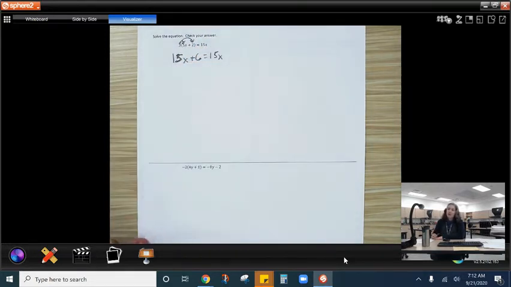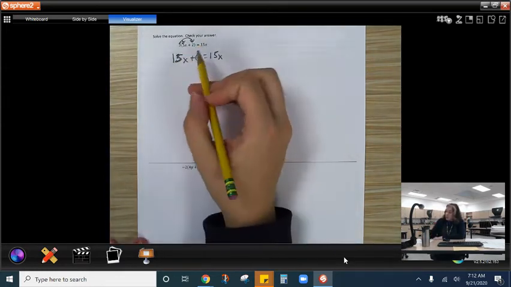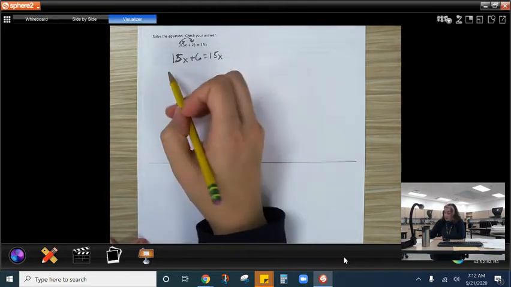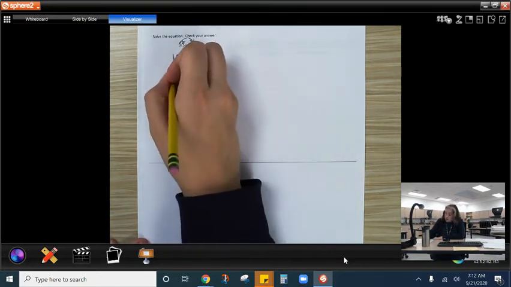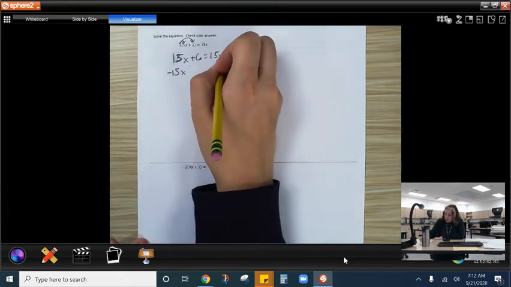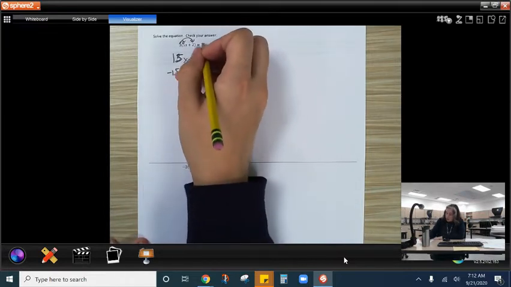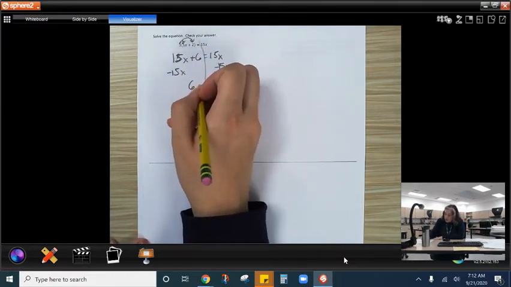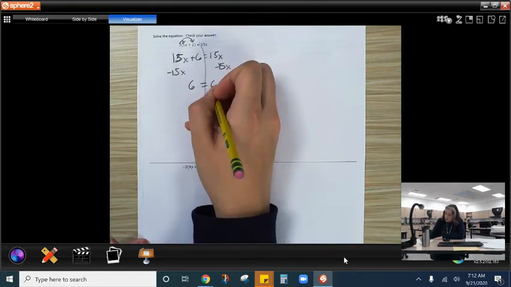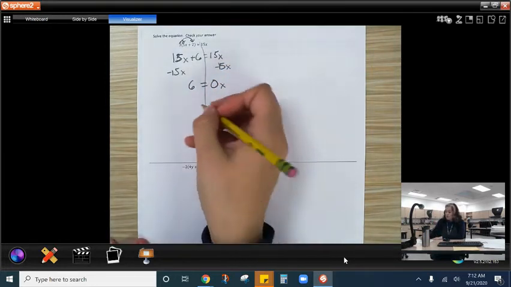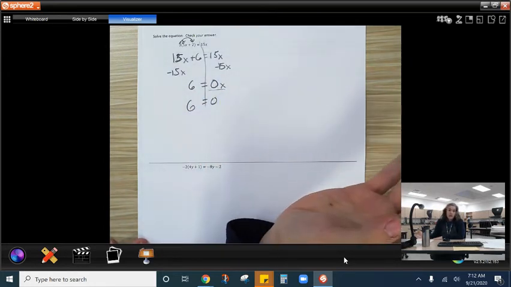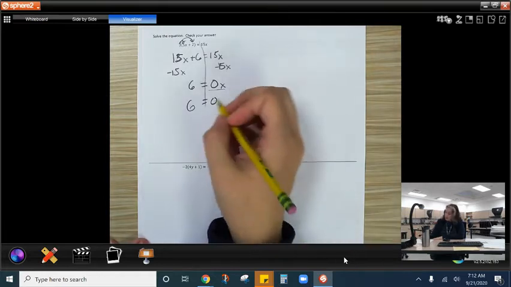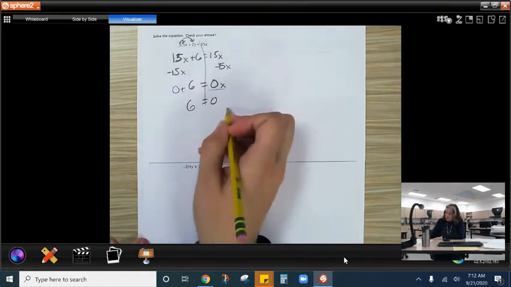Now, some of you can already look at me and go, well, I know. We're going to take this all the way through. So I want to move my variables to the same side. I'm going to choose to move my 15x that's on the left to the right because there's less stuff on the right. So if I subtract 15x from both sides of the equal sign here, then I get 6 is equal to 0x. Well, 0 times anything is really 0, right? I just wanted you to see that is a statement. It just means 0. So we have 6 equals 0.